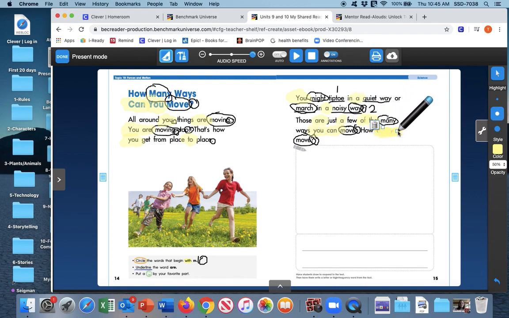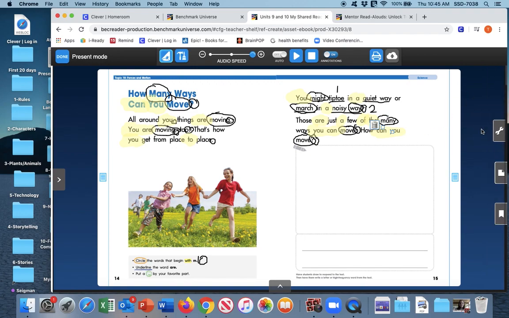Wow, we have a lot again. Okay, I think I got them all. Can you double check? Make sure. All right, we're going to count how many highlighted words now that we have. We have 1, 2, 3, 4, 5, 6, 7, 8, 9, 10, 11, 12, 13, 14, 15, 16, 17, 18, 19. Wow, I think that's the most we've had all year. So right down here, we are going to write the number 19.